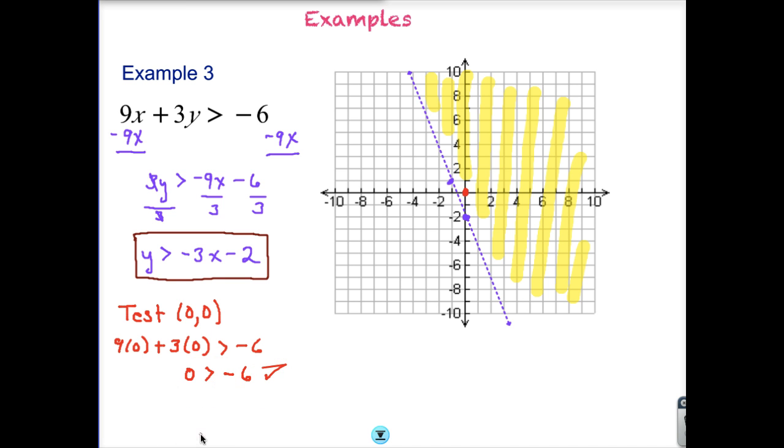All right, and that's how you test to see if a point is in fact true. We'll try that on the last one as well. All right, our final example.